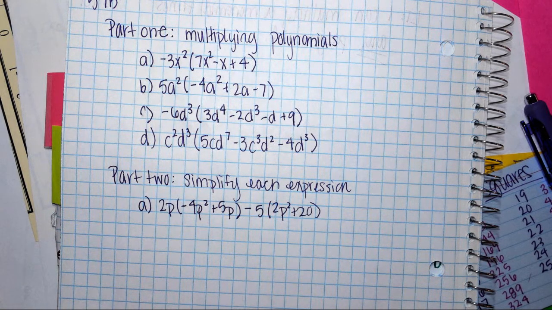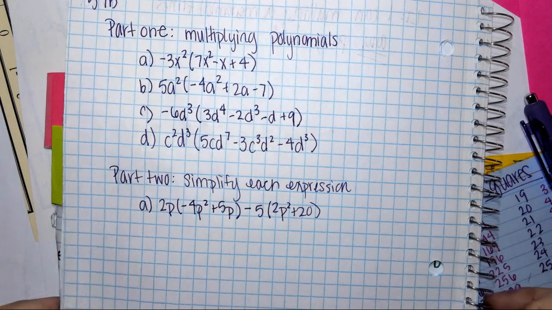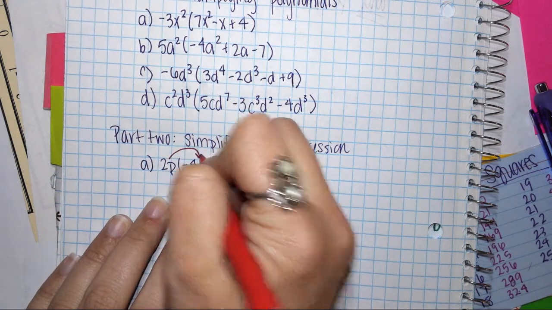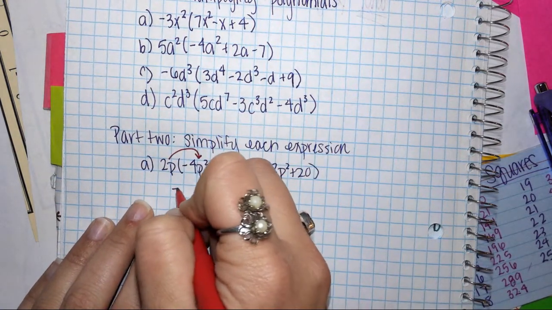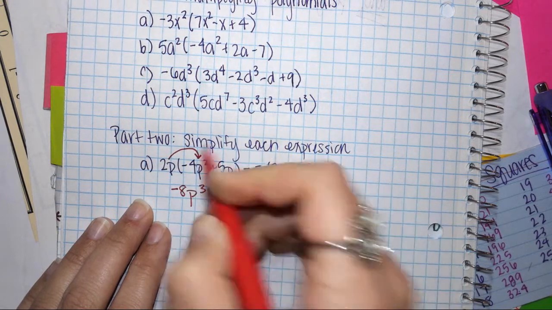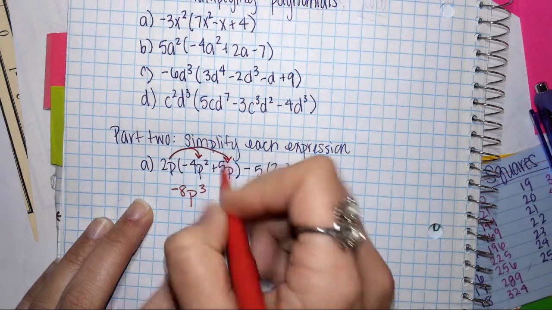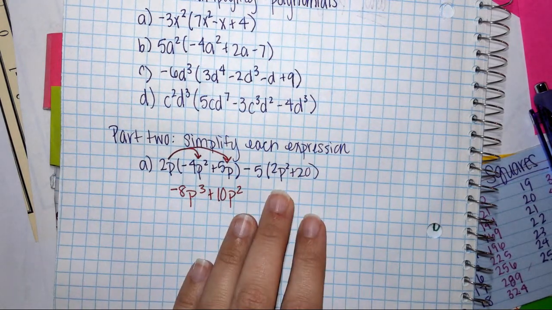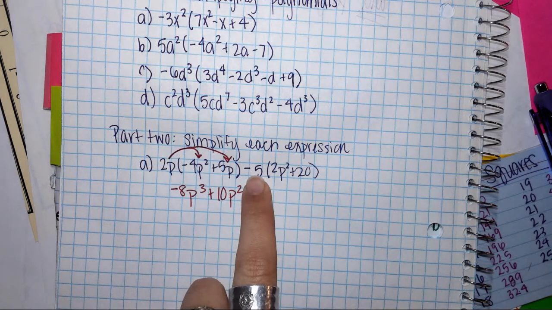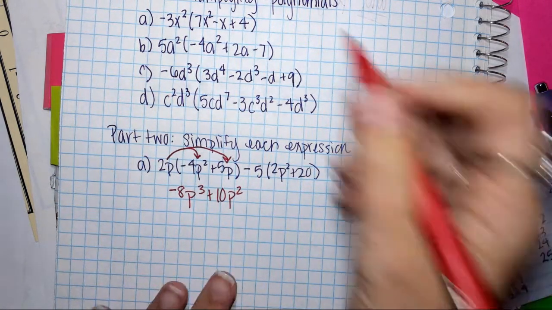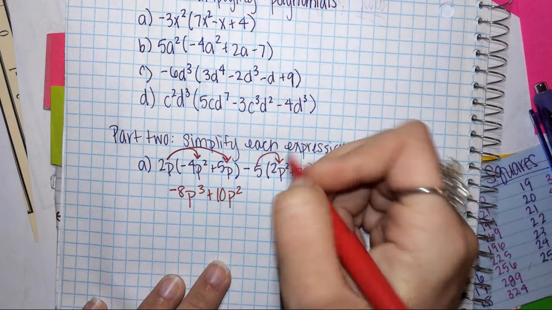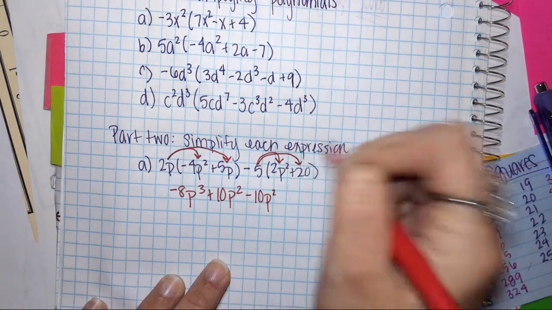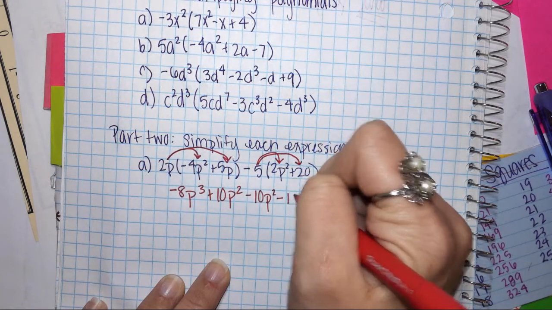Now, what you have to do first is get rid of your parentheses. And how do you get rid of parentheses? You distribute. So you do 2p times negative 4p squared, and you get negative 8p cubed. 2p times 5p gives us plus 10p squared. Now we're going to do the same thing over here, except we have a negative 5 that we have to distribute. So watch your signs. Negative 5 times 2p squared gives us negative 10p squared. Negative 5 times 20 gives us negative 100.